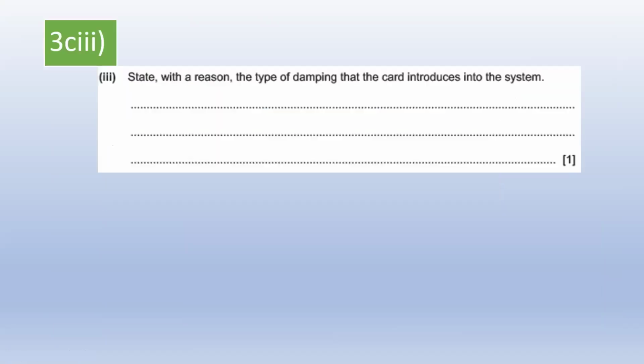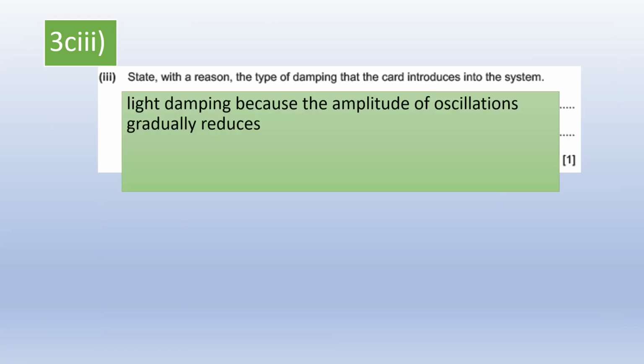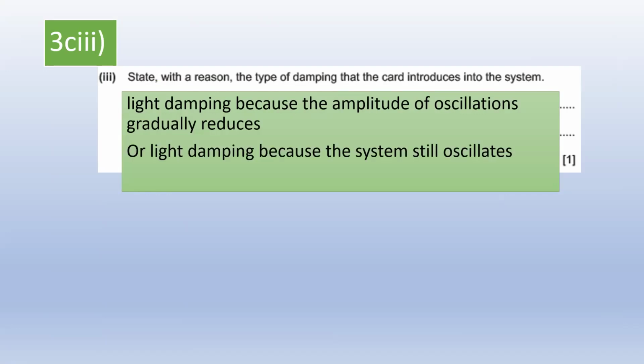State with reason the type of damping that the card introduced into the system. Light damping, because the amplitude of oscillation gradually reduces. Or light damping because the system still oscillates.